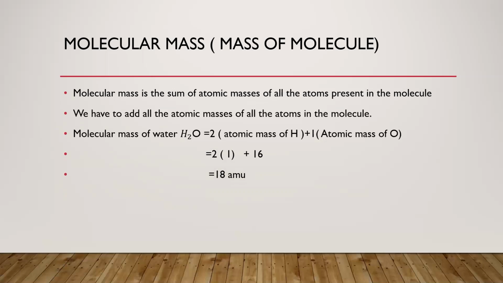Now 2 is multiplied by 1, which is 1. 1 is the mass of hydrogen. We will add this to the mass of oxygen, which is 16. Then 2 times 1 will be 2, and 2 added to 16 is equal to 18. 18 AMU. AMU means atomic mass unit, which is the unit to represent the molecular mass.